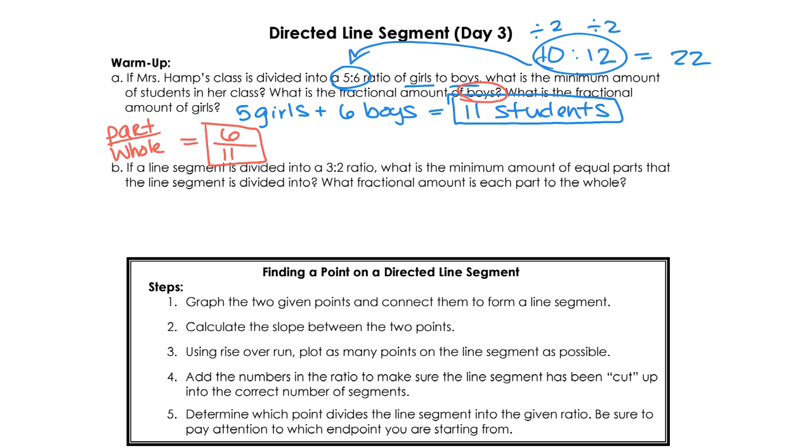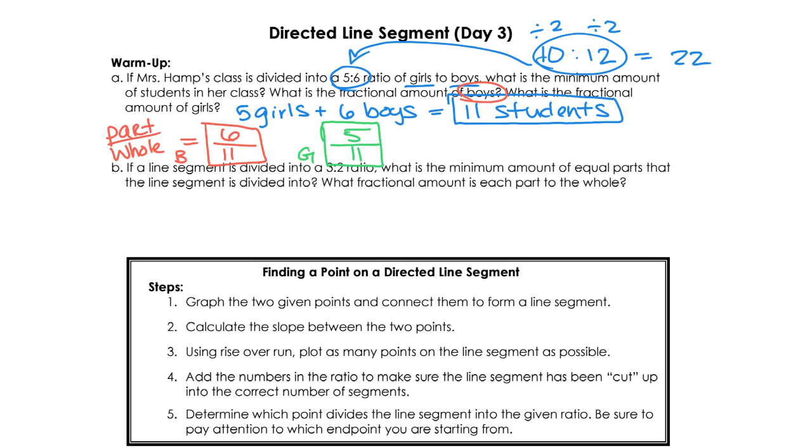Okay. When they ask about the fractional amount of girls, since there's 5 girls is the part, the whole would be 11 again, and so the girls would be 5 out of 11. Okay. And so this is boys, and this one is girls. Okay. All right, part B.